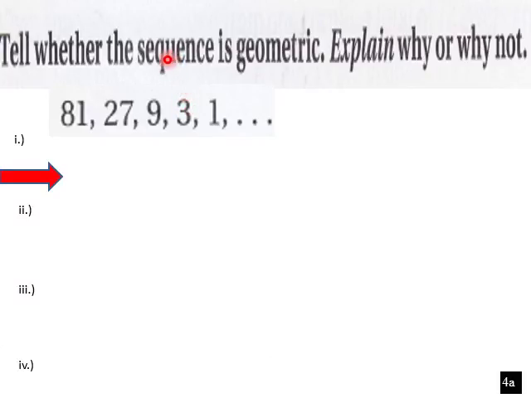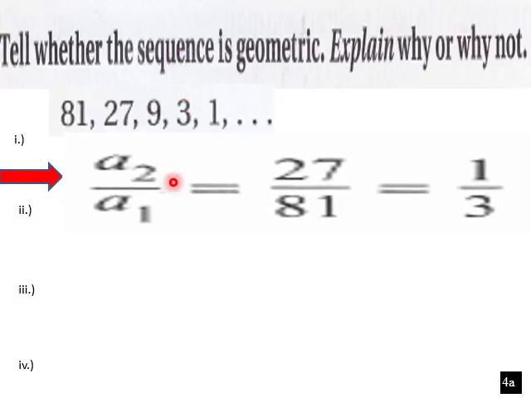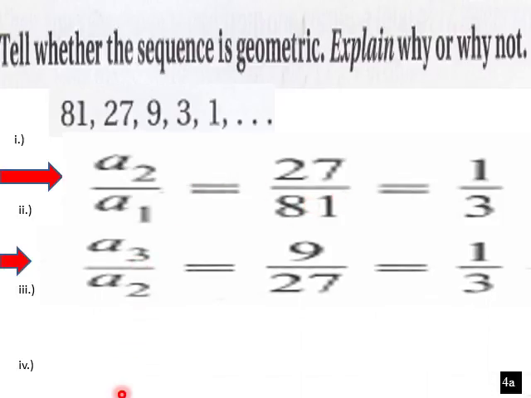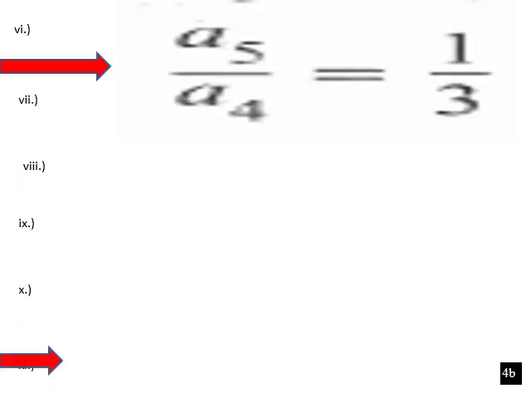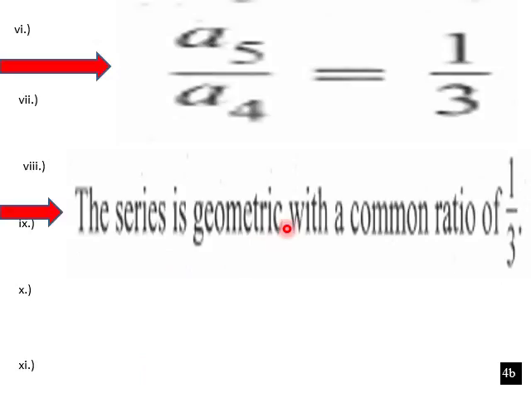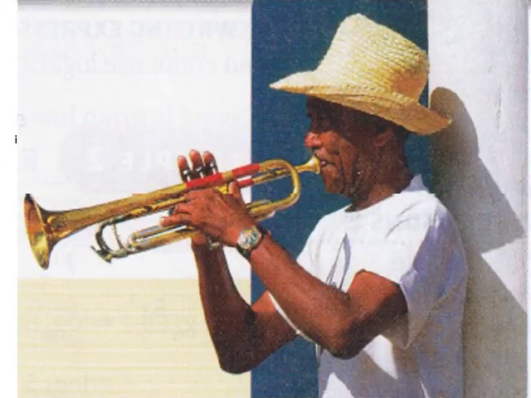Now tell whether the sequence is geometric, and explain why or why not. So we have 1/3 for that ratio. This one's 1/3, and then this one is 1/3, 3 over 9. What about 1 over 3? 1 over 3. The series is geometric with a common ratio.